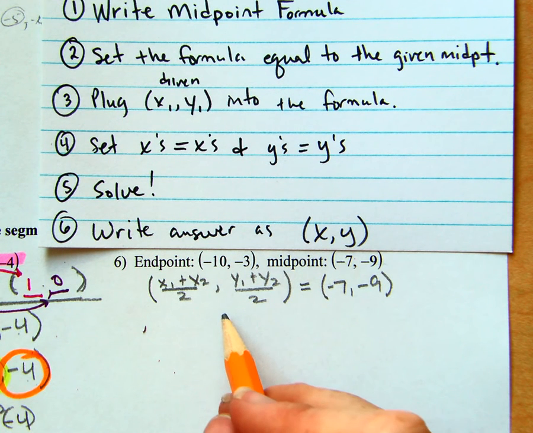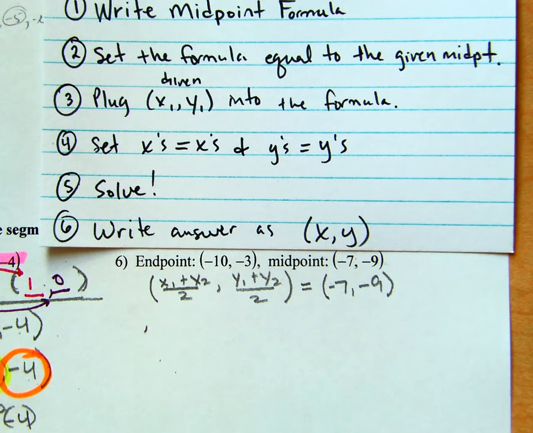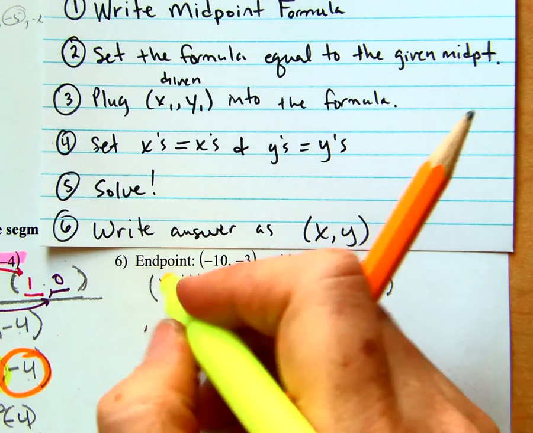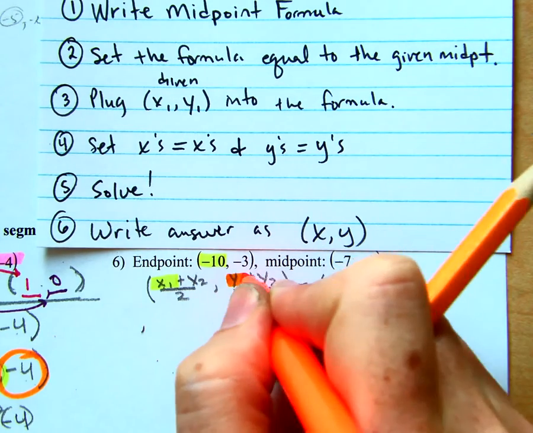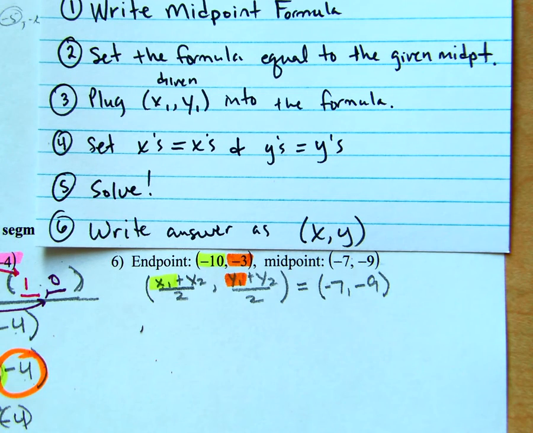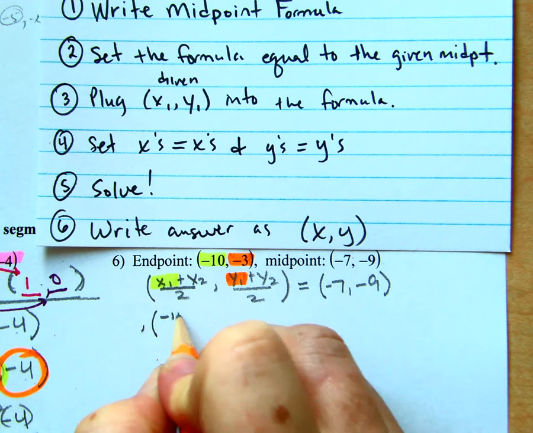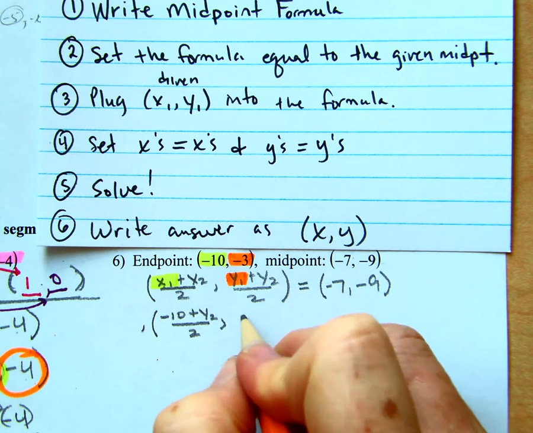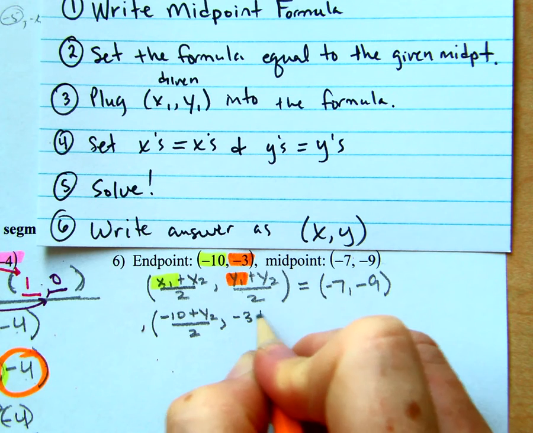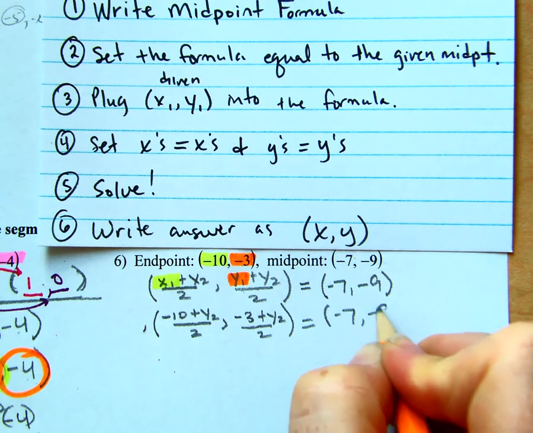So here's what I'm going to do. I'm going to replace x1 with the given x1. And I'm going to replace y1 with the given y1. So now I'm going to write this as negative 10 plus x2 over 2. And then negative 3 plus y2 over 2 is going to be negative 7, negative 9.